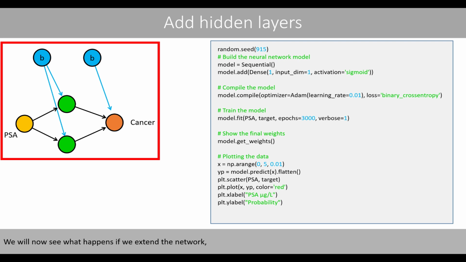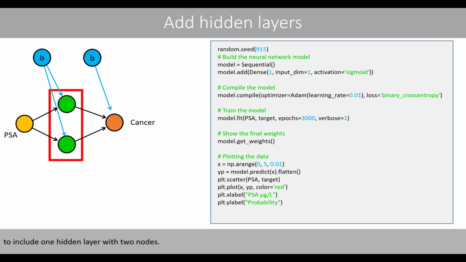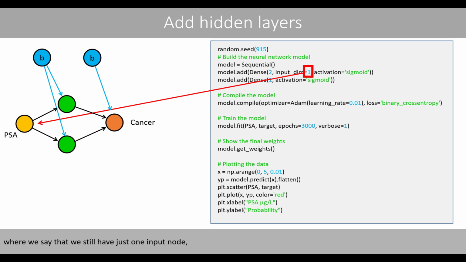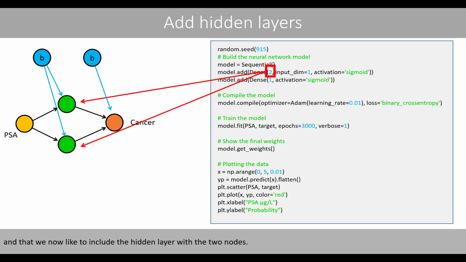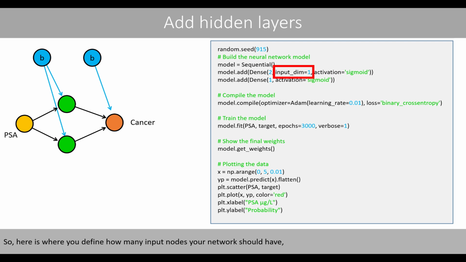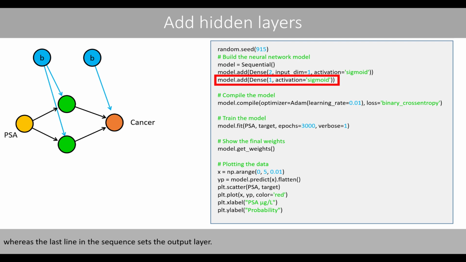We will now see what happens if we extend the network to include one hidden layer with two nodes. We then add a line here, where we say that we still have just one input node, and that we now like to include the hidden layer with the two nodes. The output layer still includes just one output node. So, here is where you define how many input nodes your network should have, whereas the last line in the sequence sets the output layer.